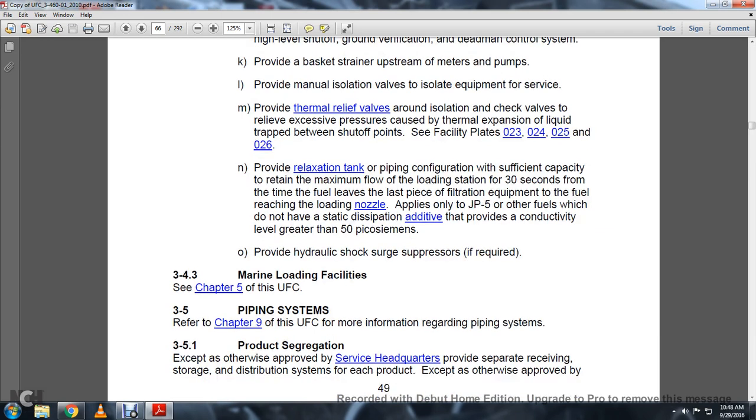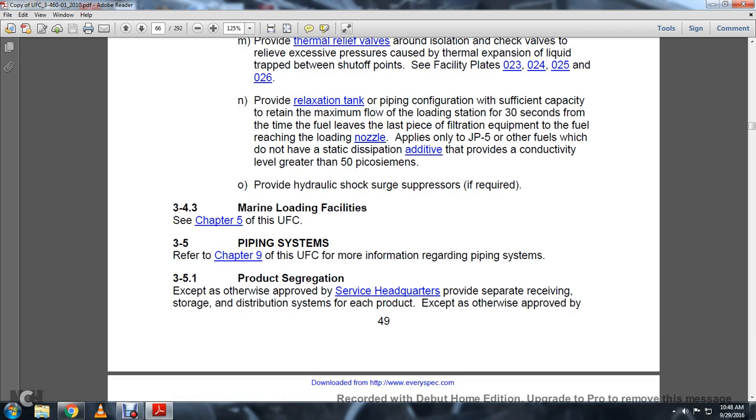Provide hydraulic surge suppressor if required. 3.5.4.3 Marine Loading Facility, see Chapter 5 of the Unified Facility Criteria. 3.5.5 Piping Systems, refer to Chapter 9 of the Unified Facility Criteria for more information regarding piping systems.